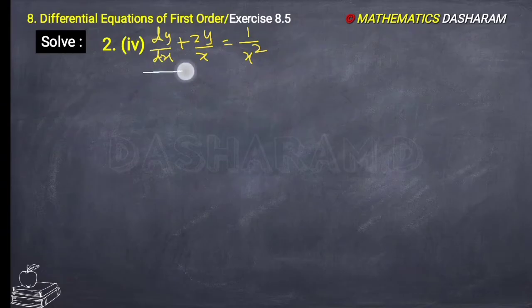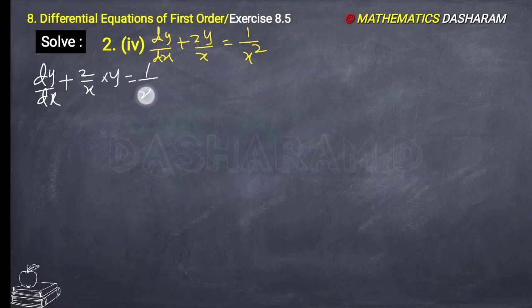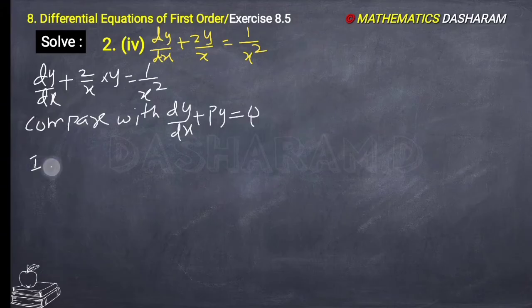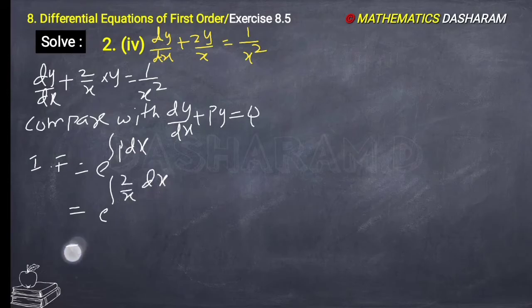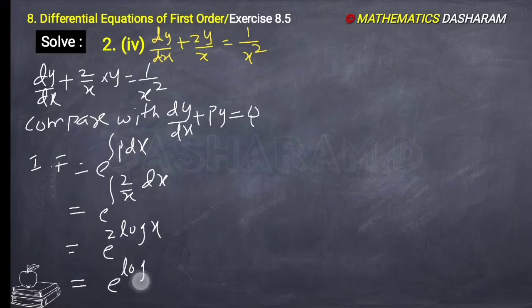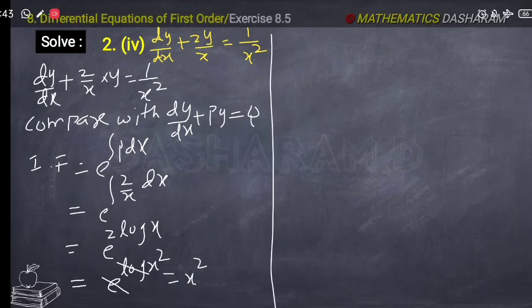Next, the fourth question: dy/dx + 2y/x = 1/x square. So dy/dx + (2/x)y = 1/x square. Now compare with the standard form. Then find the integrating factor, e to the power of integration of p dx. Here the p value is 2/x. So it equals e to the power of 2 log x. So e to the power of log x square, then the e and log cancel, and it equals x square.